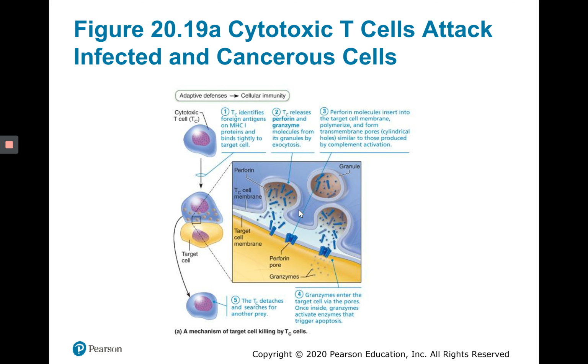And that's what we're seeing here in figure 20.19a, a cytotoxic T cell attacking an infected or cancerous cell. It first identifies the foreign antigen on an MHC1 protein, then binds tightly to it. Once it binds tightly to it, it releases perforin and granzyme molecules from its granules by exocytosis. The perforin molecules insert into the target cell membrane. They polymerize and form a transmembrane pore, and then the granzymes enter into the infected cell through the pore. The granzymes are going to, once inside, activate enzymes that trigger apoptosis. And then the cytotoxic T cell detaches and then searches for another prey.